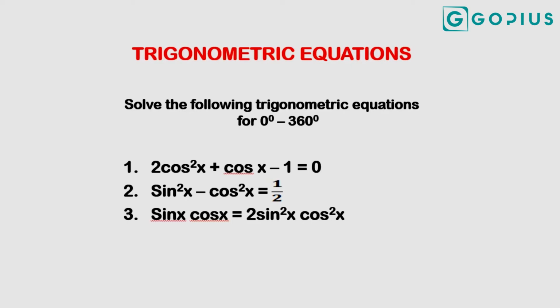Alright, I'll be solving the second example here again so that I can explain, and the third example, well, I would love to leave it to you to solve. But be it as it may, let's look at the second example: sin square x minus cos square x is equal to 1 over 2, and we are asked to find the value for x from 0 degrees to 360 degrees.